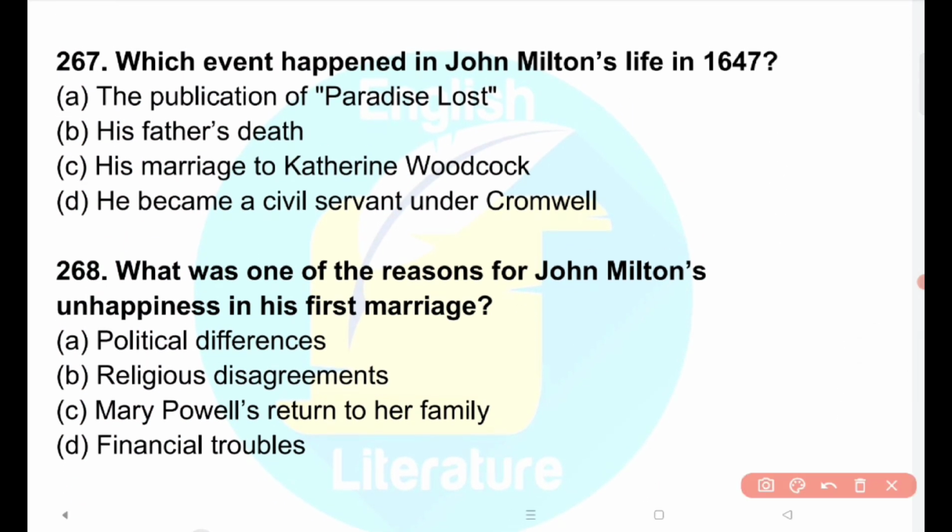Which event happened in John Milton's life in 1647? Option B, his father's death. Milton's father passed away in 1647. Milton was deeply affected by this loss. Around the same time, his financial situation worsened.